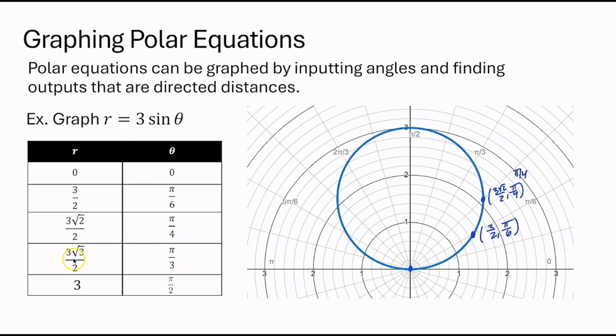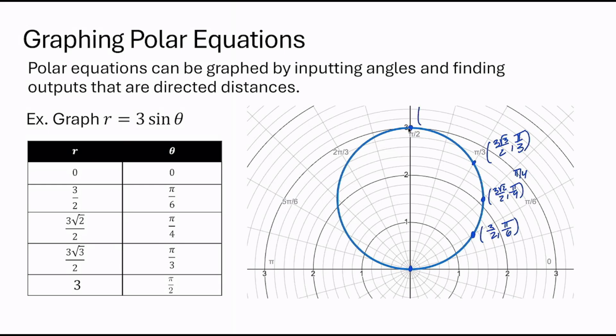And then when we plugged in pi over 3, we got 3 root 3 over 2. So that's going to give us this coordinate point here. So this is (3 root 3 over 2, pi over 3). And then we get pi over 2, 3. So we go to the angle pi over 2, and from the pole, we go 3 units toward pi over 2. That's going to give us this point here.